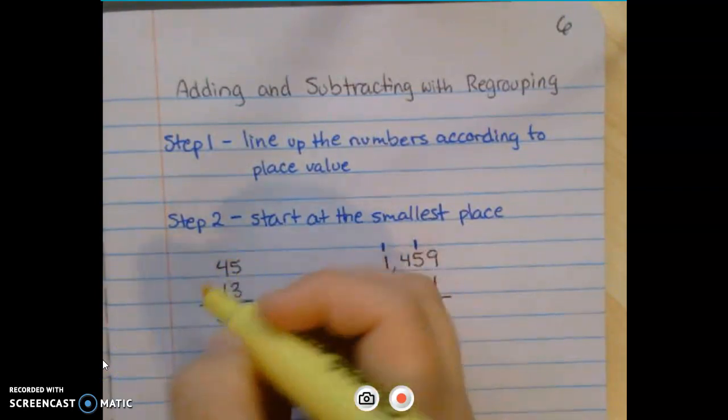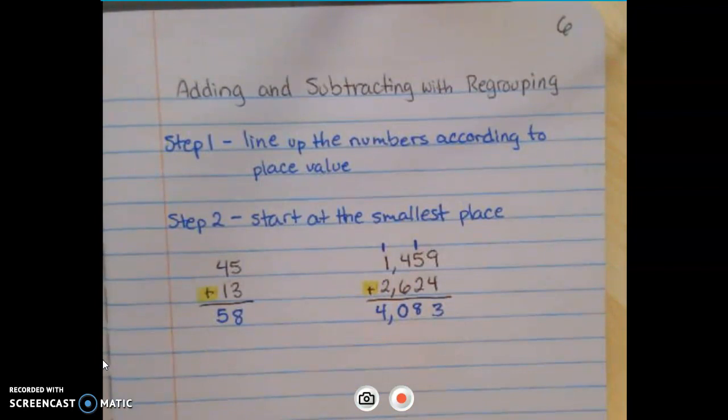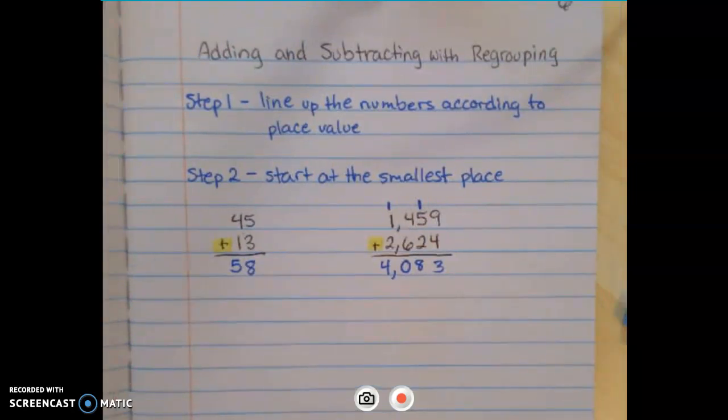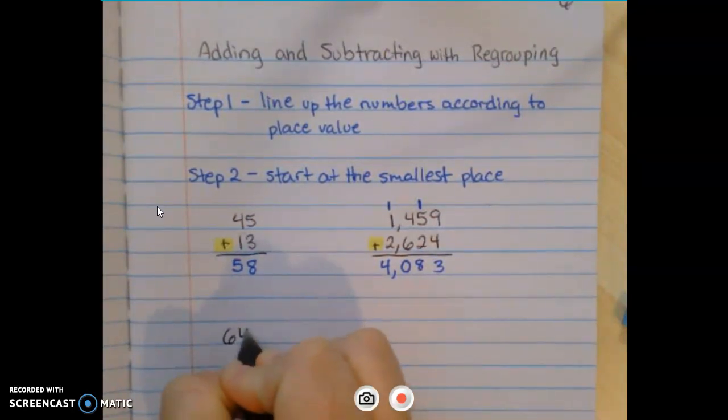Just to remind myself that we were adding on these, I'm just going to highlight that plus sign. Now let's look at an example of subtraction. First, I'm going to start off with a smaller number. So here I have 64. I want to subtract 42.